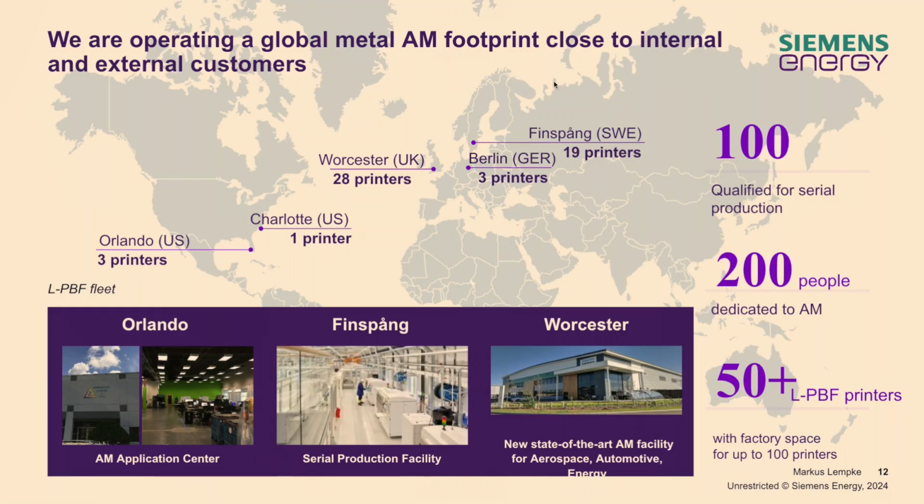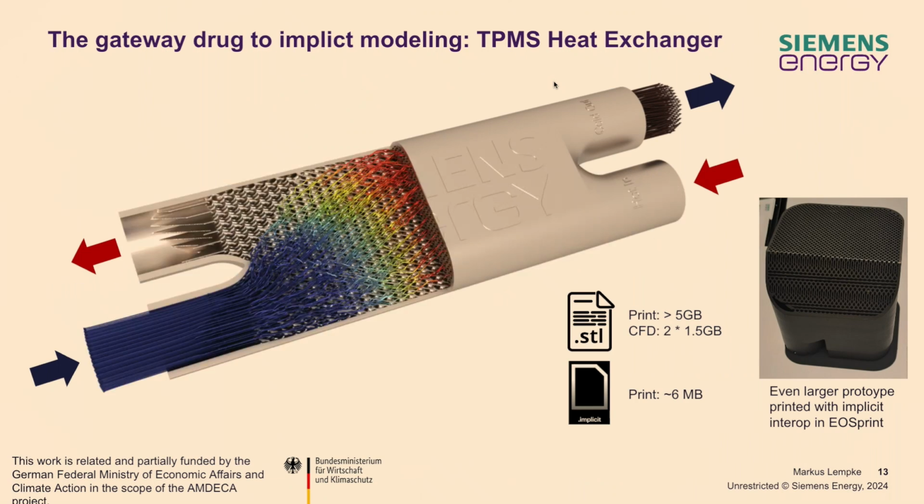Okay, so much about AM at Siemens Energy, and here we are again, another heat exchanger. For me personally, that was the gateway drug into implicit modeling, because this definition that Brad talked about with the signed distance field is really ideally suited for the triply periodic minimal surface structure.